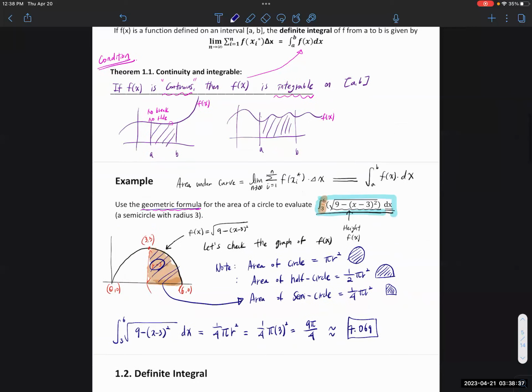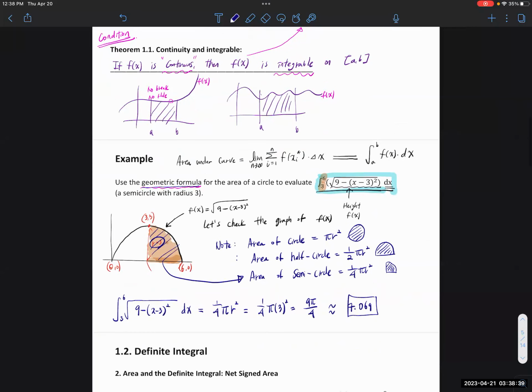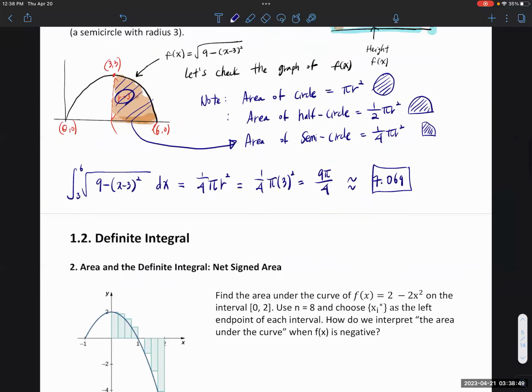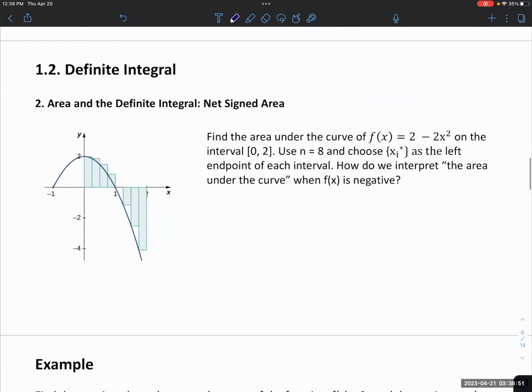I haven't talked about how to take the integral yet, but this is just an introduction of the concept of using the integral. The integral helps us find the area, okay? So let's go here. We have a second question. Let me read it. Find the area under the curve. This is the function f of x equals 2 minus 2x squared on the interval from 0 to 2. And then they create 8 rectangles between that.